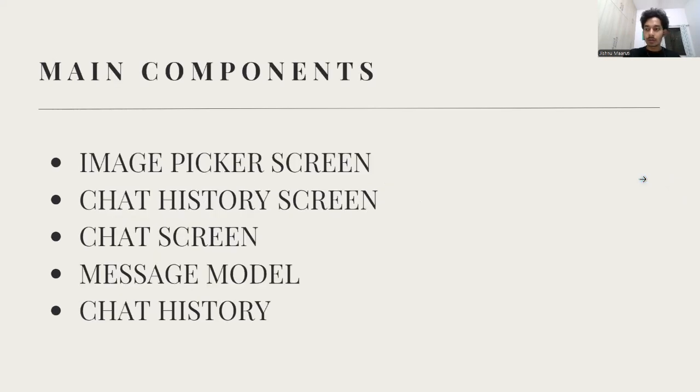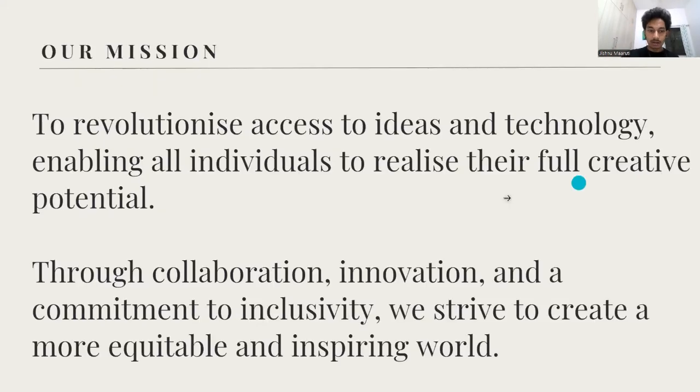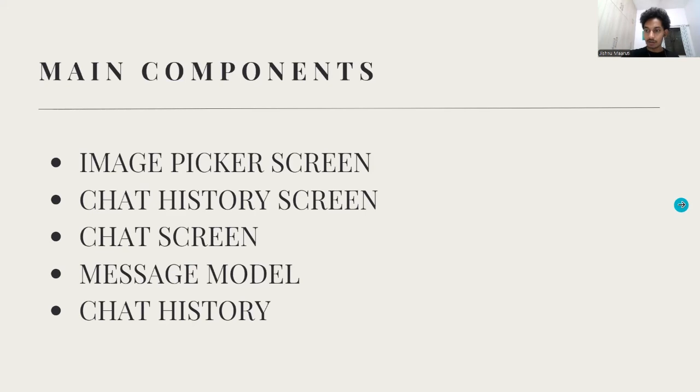Main components. Coming to the main components, we have the image picker screen. This is where the image selection happens. The chat history screen, where the chat history is shown. The chat screen, where the user is able to communicate to the API through text messages. A message model, and a chat history.